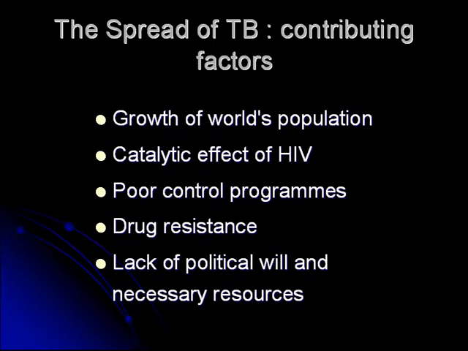Some of the factors that contribute to this high mortality and high spread of this disease are the fact that the population of the world is growing. This is a contagious disease. Overcrowding tends to facilitate passing this from person to person. There's been a catalytic effect. Patients who are infected with HIV almost universally develop active tuberculosis, whereas in the general population, only about 5 to 10% of people infected with TB will ultimately develop the condition.